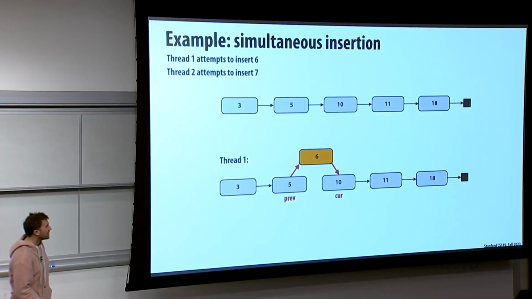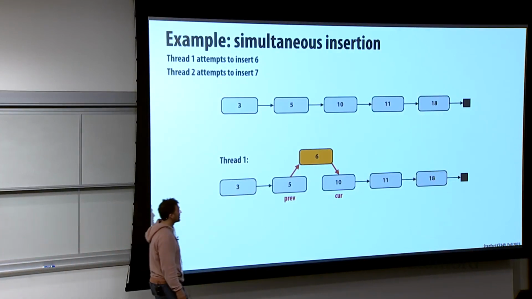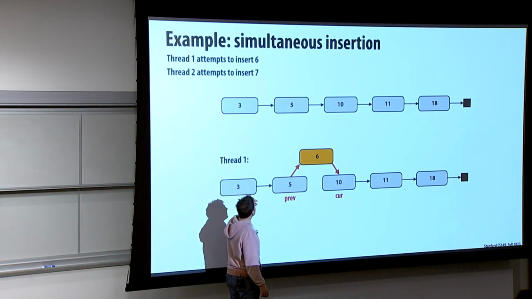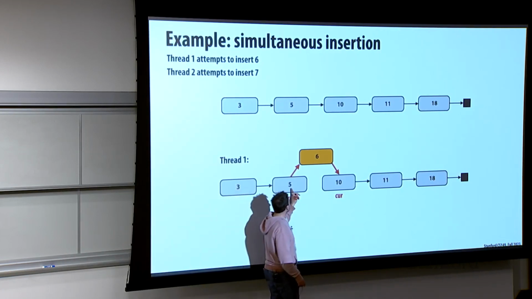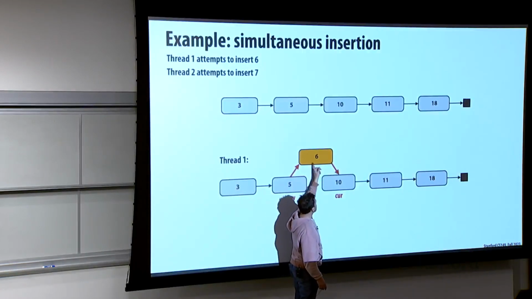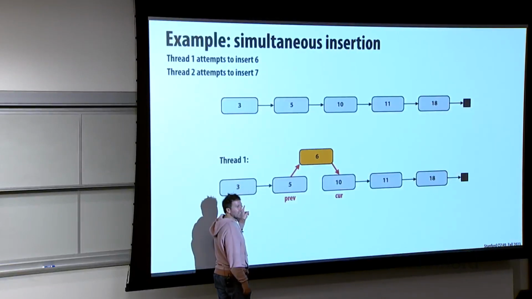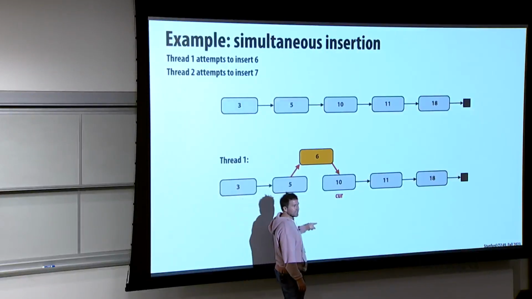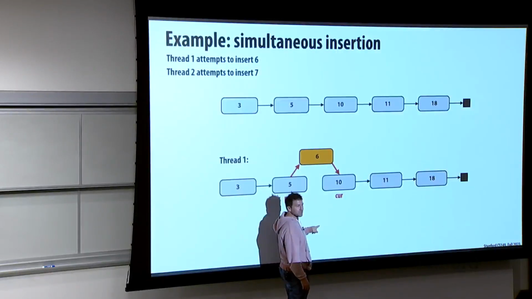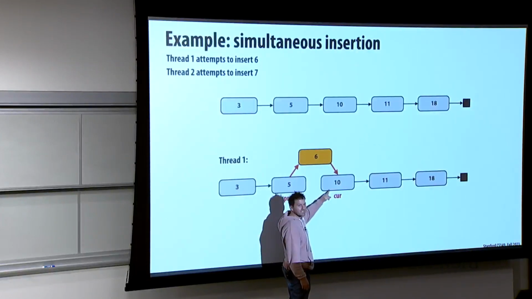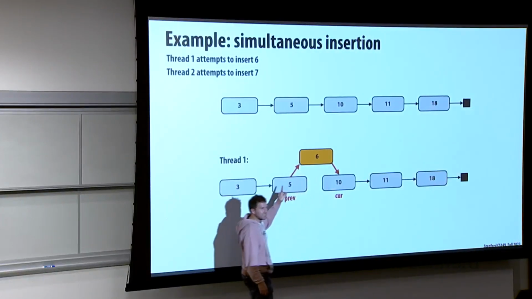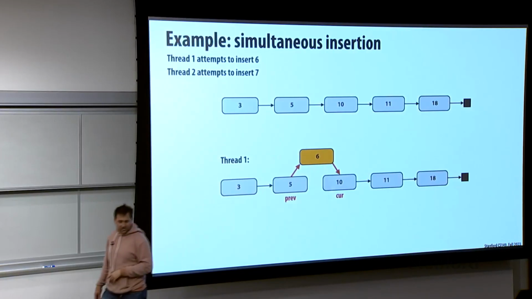I think you might get a double loop, like a single loop. Well, let's say thread 1 says, okay, 5 is going to point to 6, and 6 is going to point to 10. And then if thread 2 comes in later, 5 is going to point to 7, and 7 is going to point to what? 10. And what just happened? We just lost an insert. And if it goes in the other order, that could happen too.